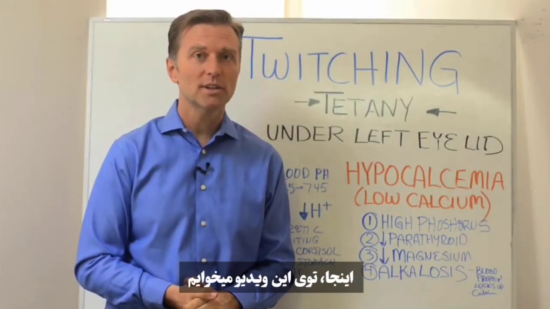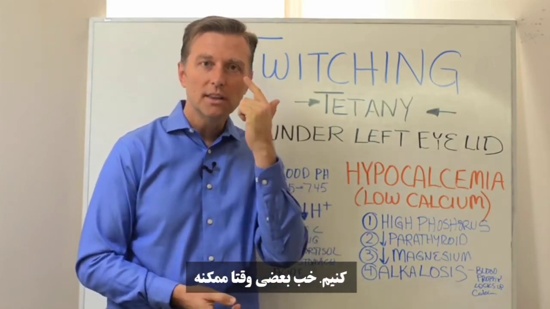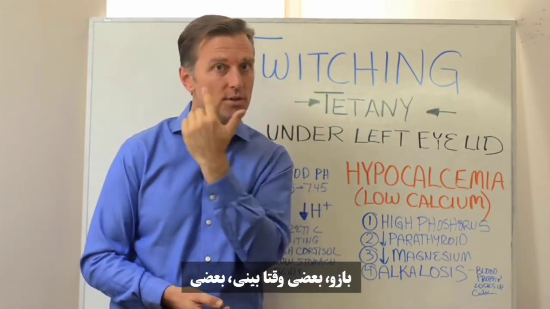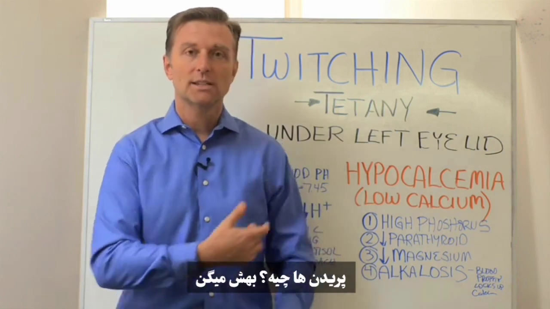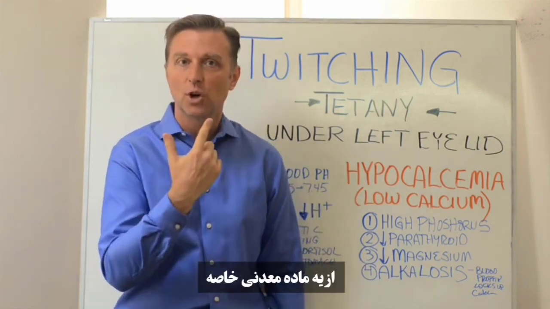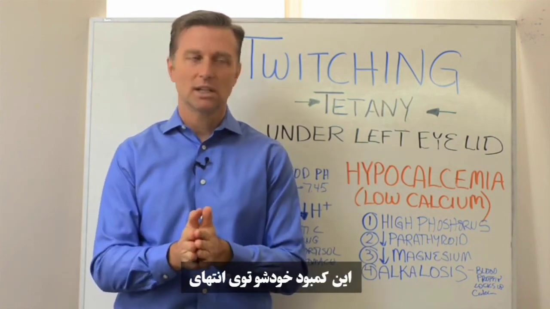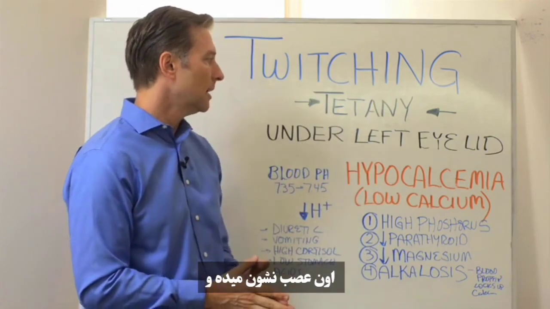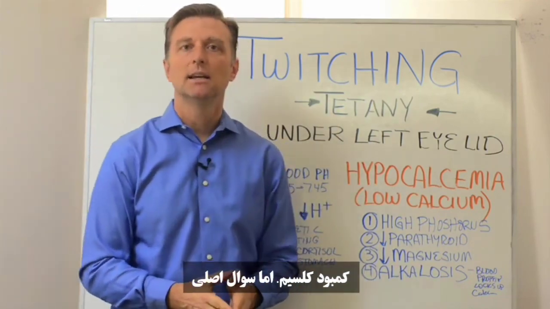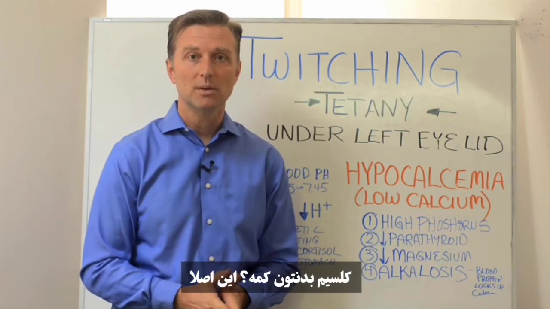In this video, we're going to talk about twitching underneath the left eyelid. Now, sometimes it's on the right, occasionally it's on the arm, sometimes it's on your nose, sometimes on your lip. So what is behind this whole twitching thing? It's called tetany. Really, it's a problem with a certain mineral.